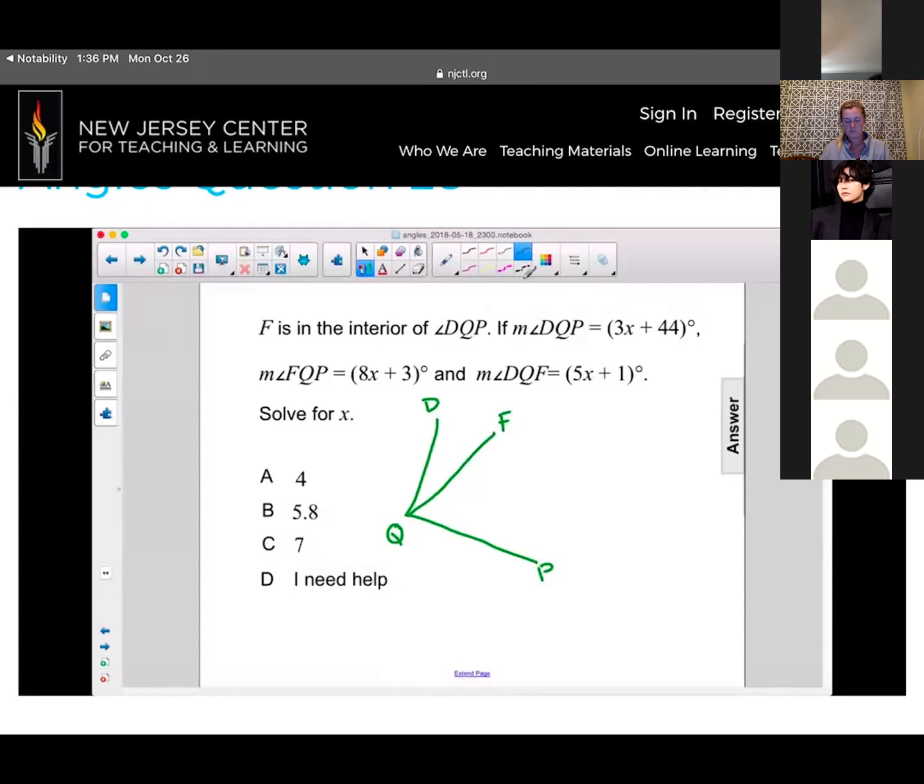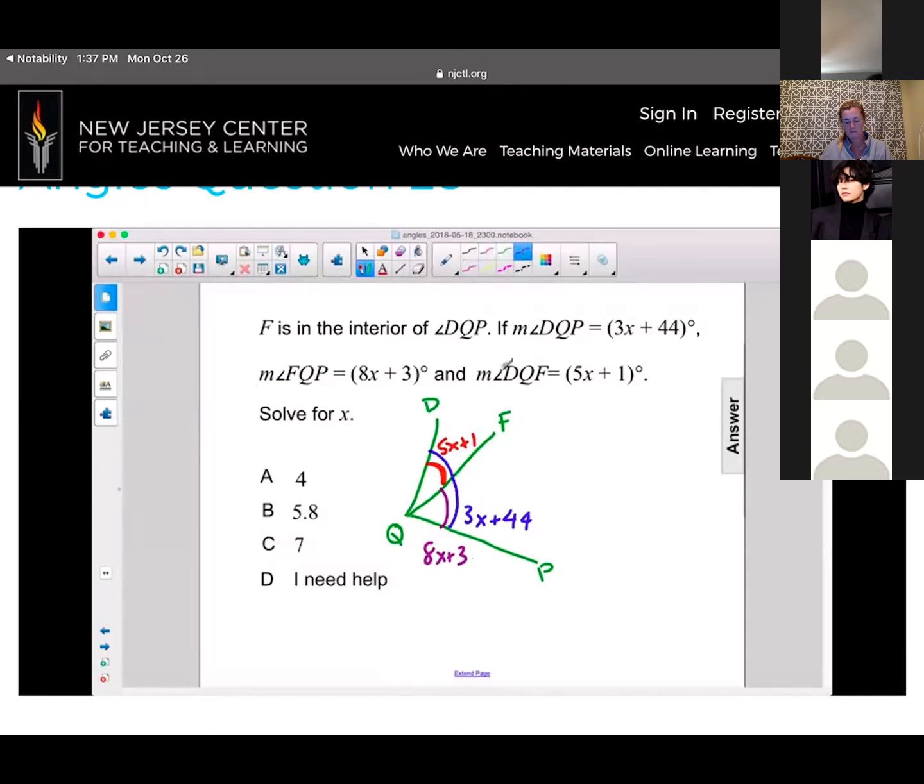All right, if the measurement of angle DQP, so the large angle, is 3x plus 44, and the measurement of angle FQP, so FQP, this part is 8x plus 3, and the measurement of angle DQF, so here, if that angle is 5x plus 1, solve for x.